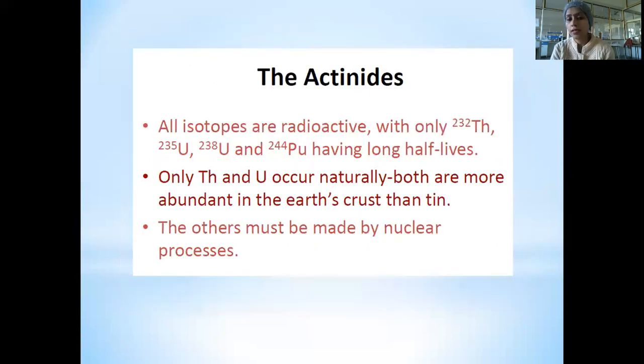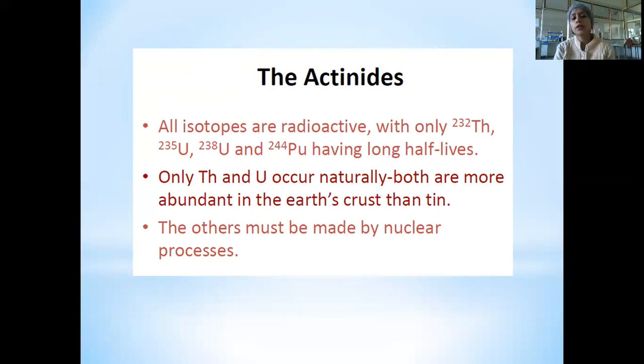Then coming to the next, that is actinides. The important thing about actinides is that all the isotopes are radioactive, whereas only thorium 232, uranium 235, uranium 238, and plutonium 244 have long half-lives. Half-life means the time required to disintegrate to half of its amount. So if the initial amount is 100%, after one half-life it will reduce to 50%.